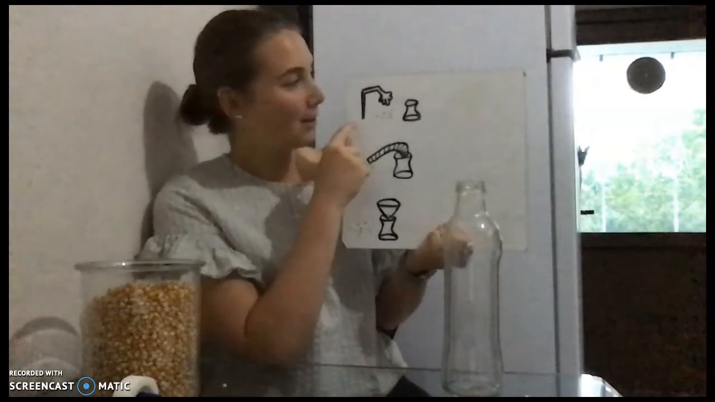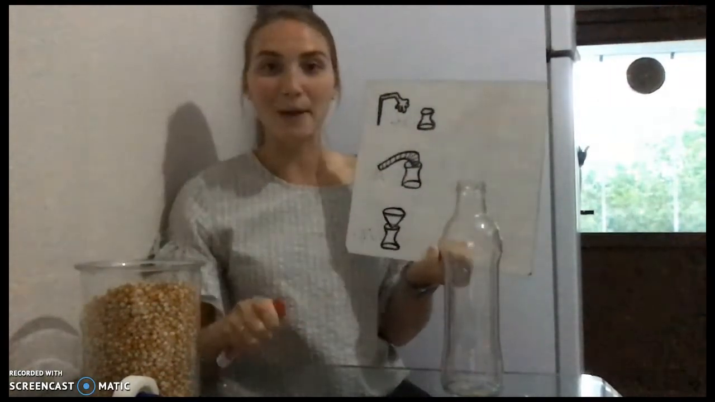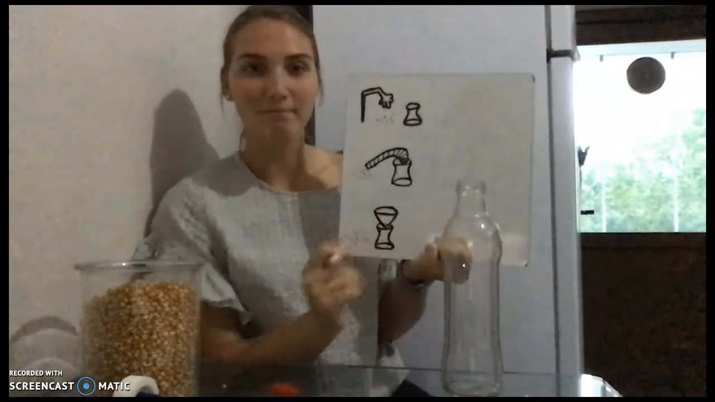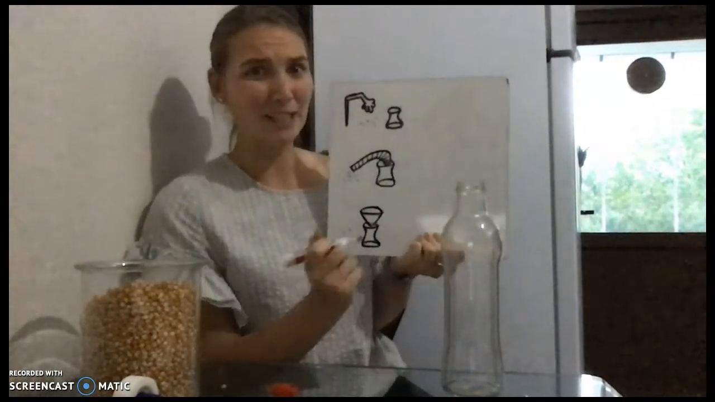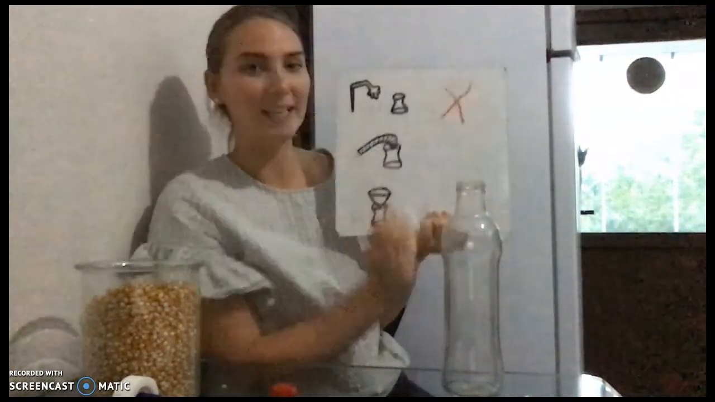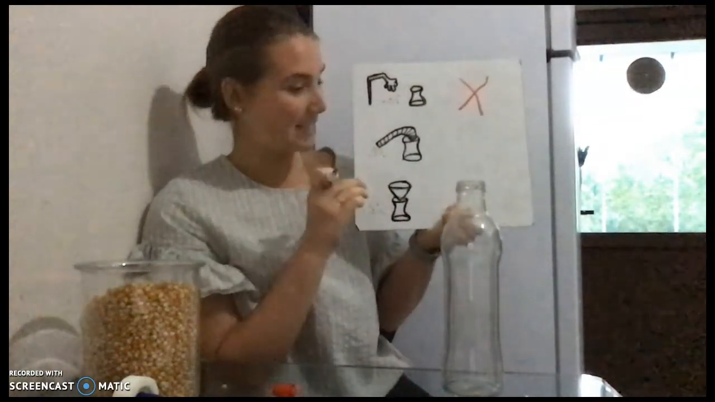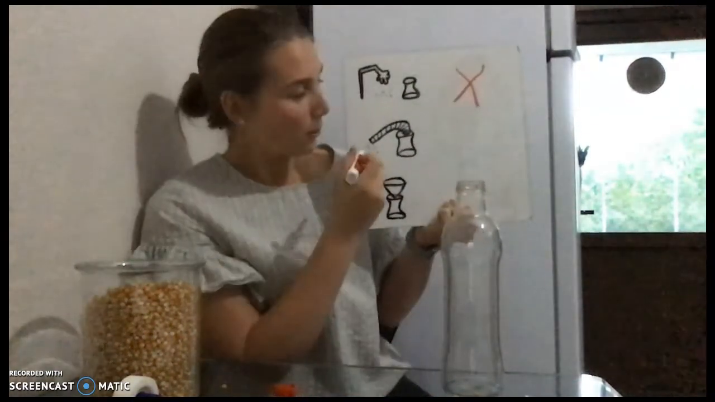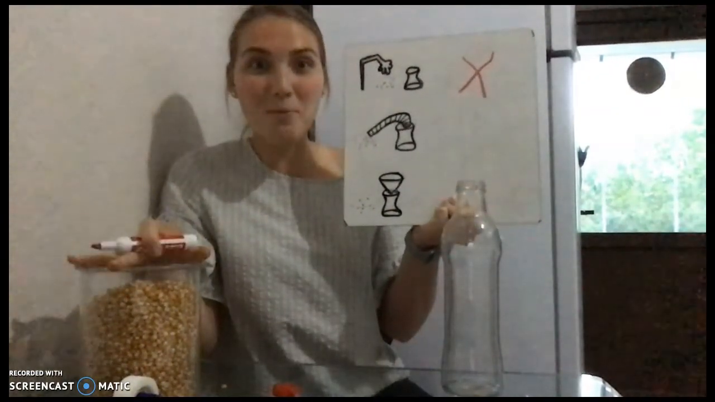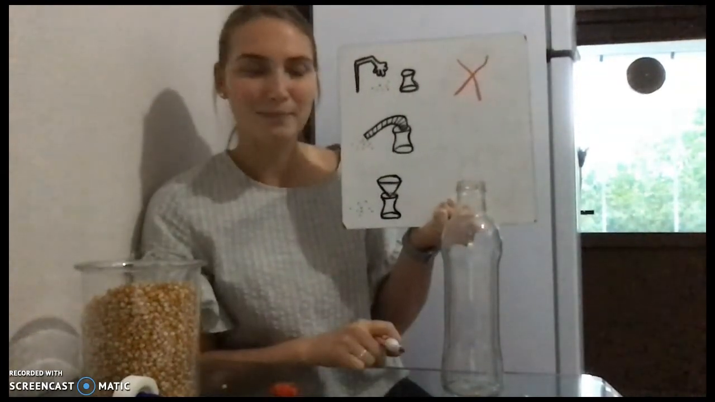My first idea was an electric or a robot hand that would pick up all the kernels and put them into the jug. I do not have the materials for this idea, so this is not a good idea. My second idea or solution was to create a vacuum cleaner that sucks all the popcorn kernels from this jar and puts them into the smaller one.